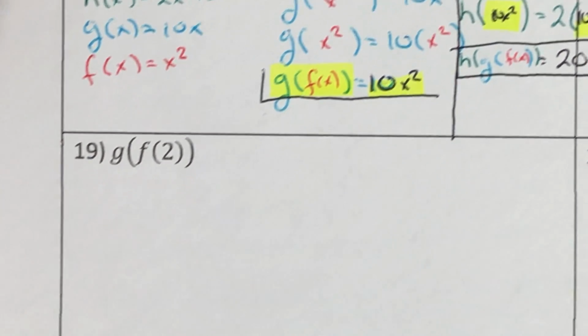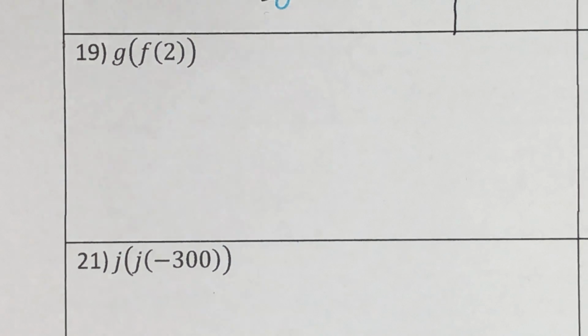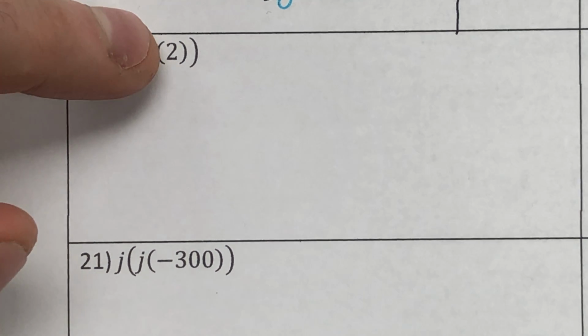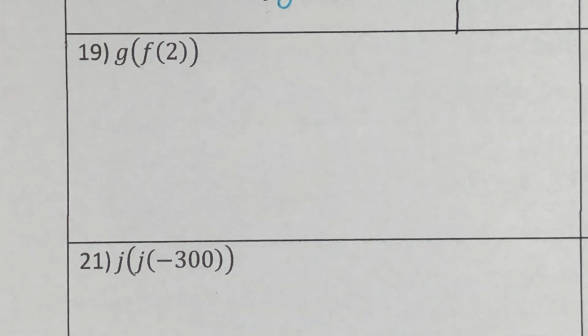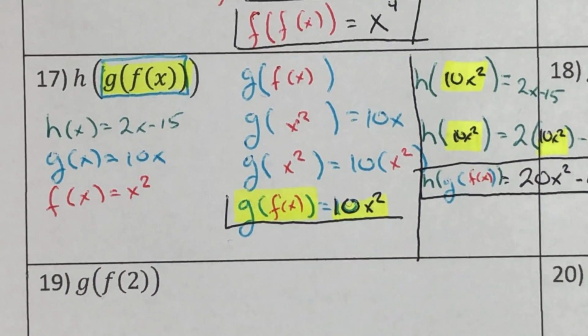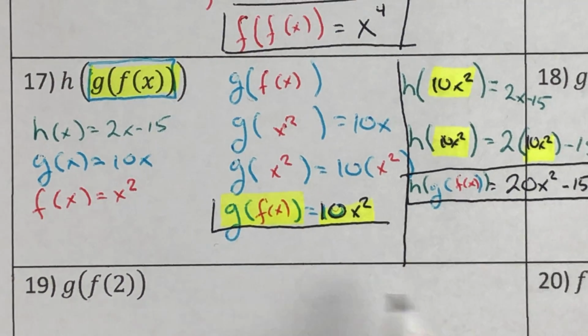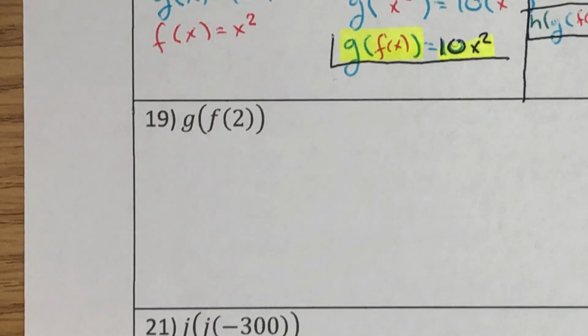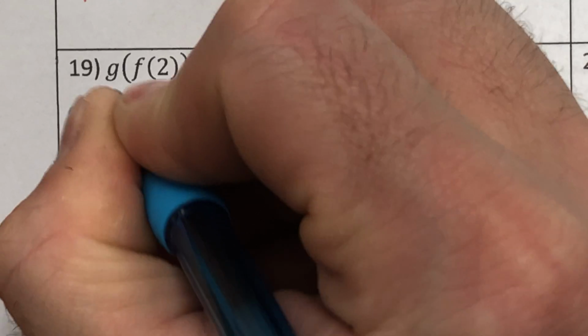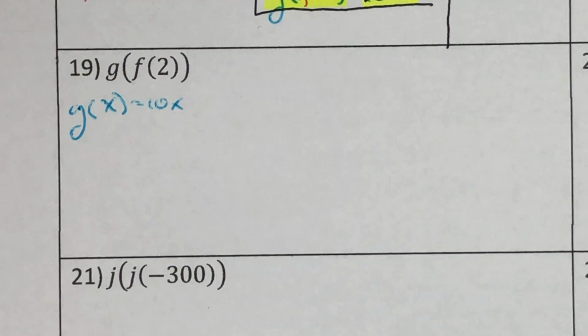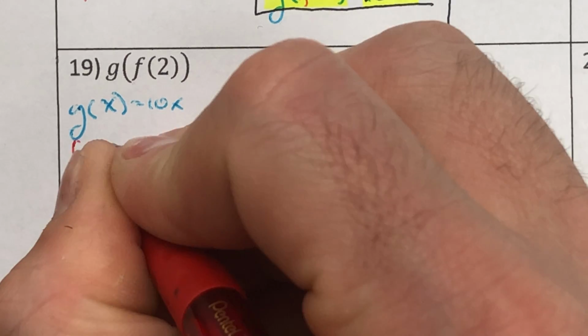We have 2 other style questions, like number 19. Remember, we're working our way from the inside out, so when I look at this one, I see that I have 2, which I'm plugging into f, which I'm plugging into g. Now this one looks like it might be more complicated, but it's actually going to be a little easier, because as opposed to keeping the unknown and having to plug an unknown into an unknown, this is going to allow us to work our answers down to a single answer. So let's define our 2 functions. We said g was 10x, and we know f is x squared.